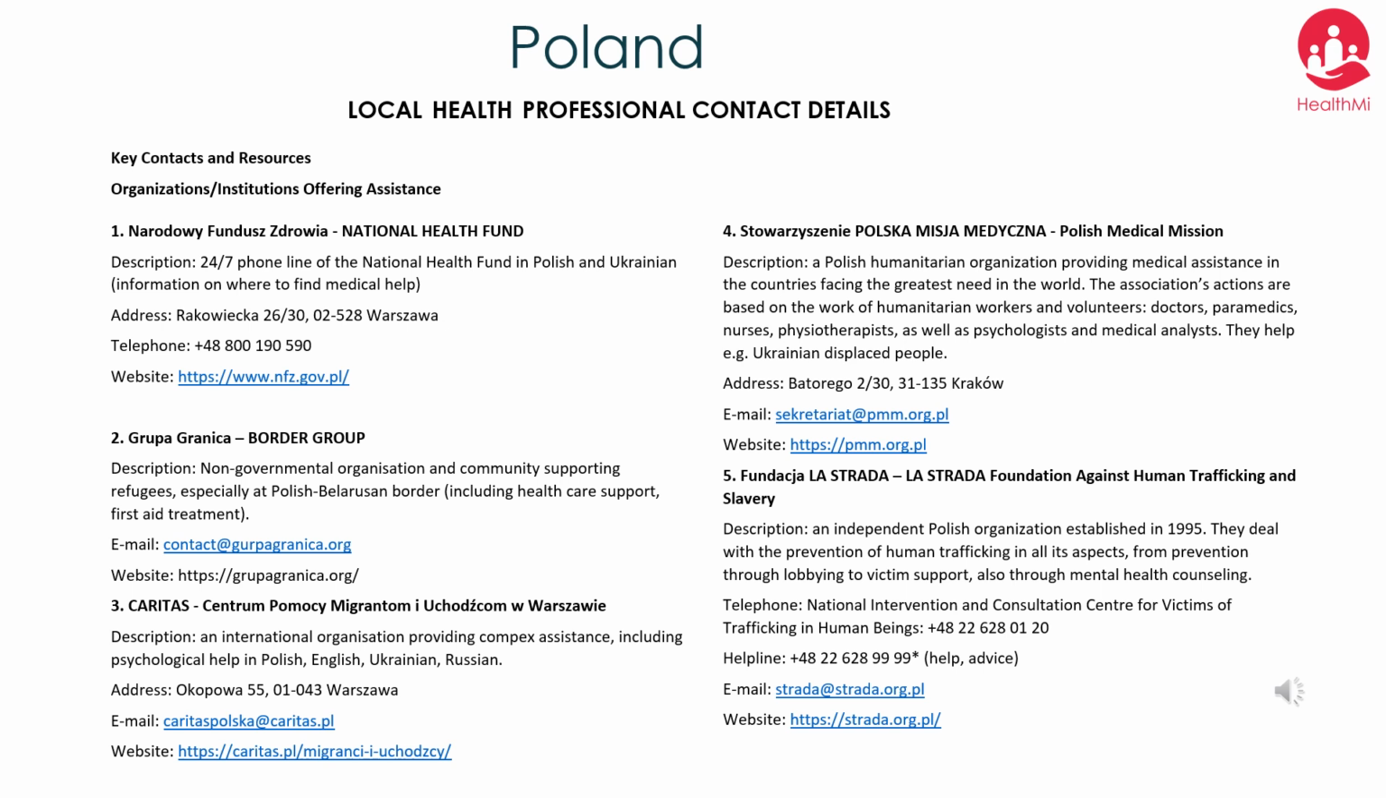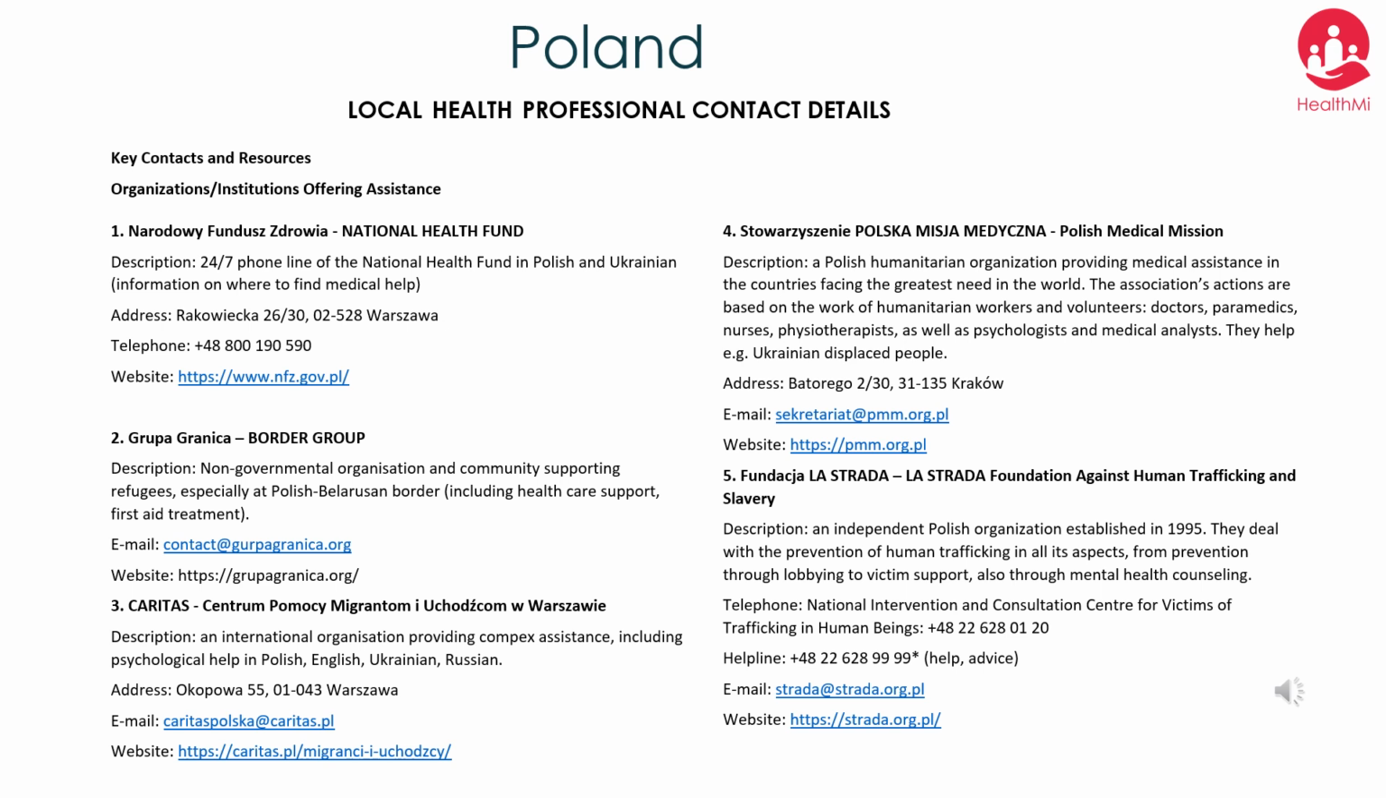Information on where to find medical help. Address: Rakowiecka 263, 02-528 Warszawa. Telephone: +31 900 9. Website: https://nfz.gov.pl.